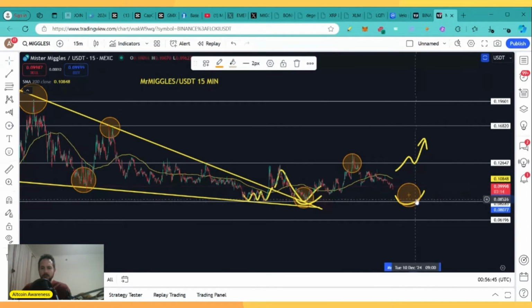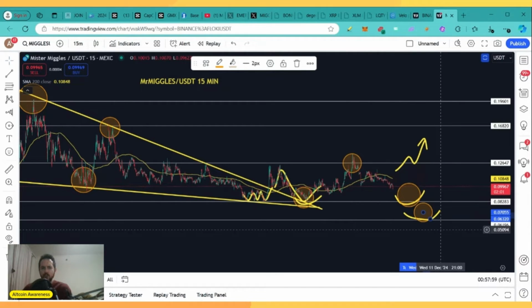somewhere around this area. If we see an even deeper pullback and the price action breaks below that key level of support, the next support level that you should be watching is located at 0.06196. We might see a bounce here instead. Overall, we remain bullish on MrMiggles.